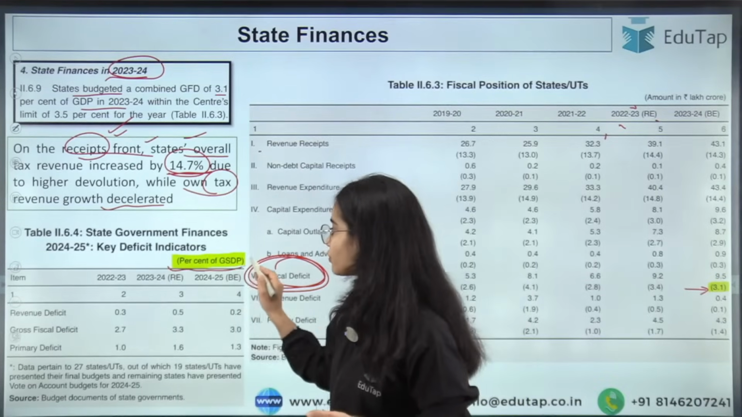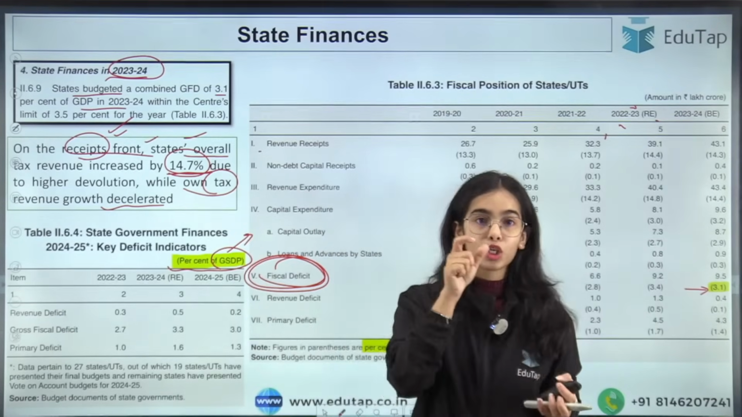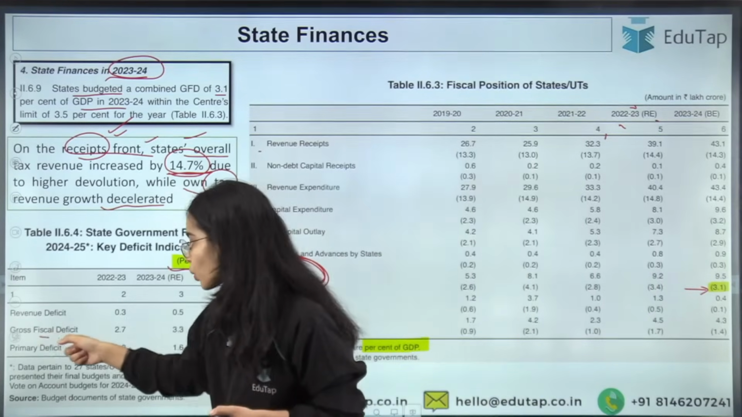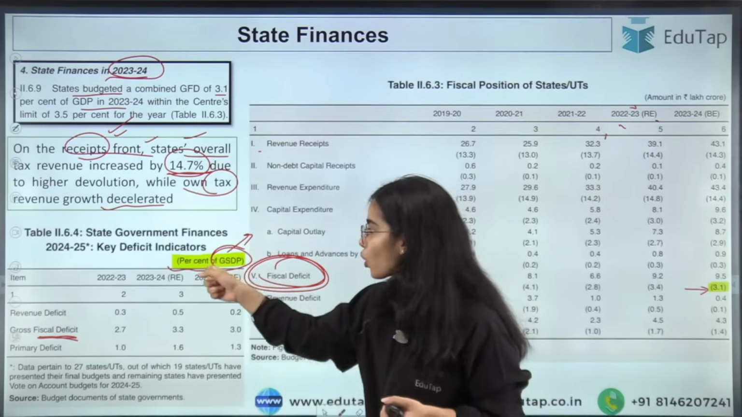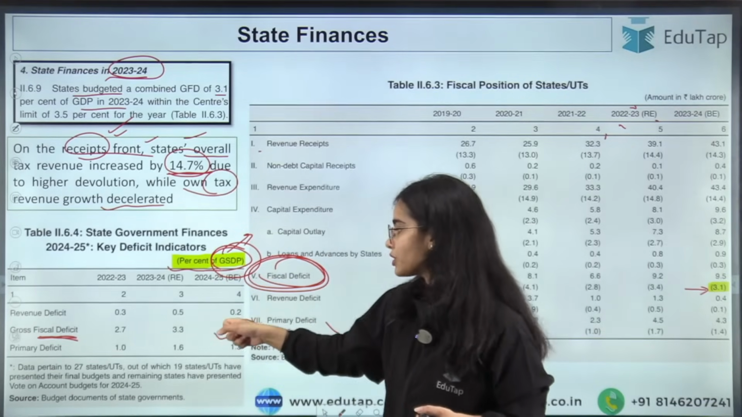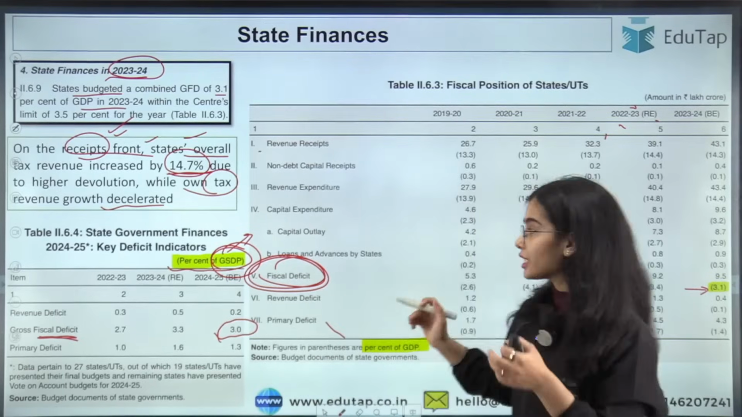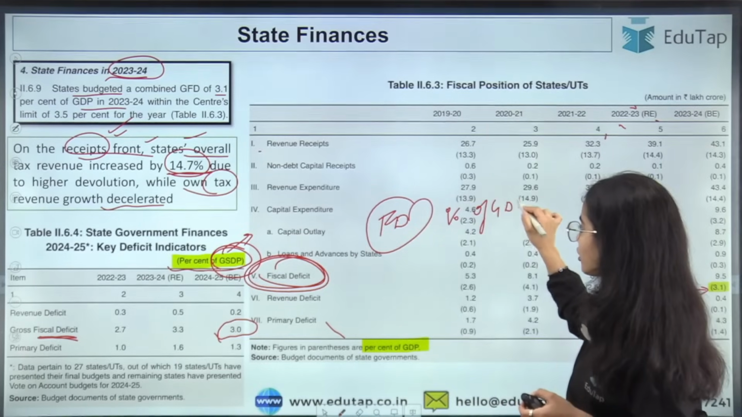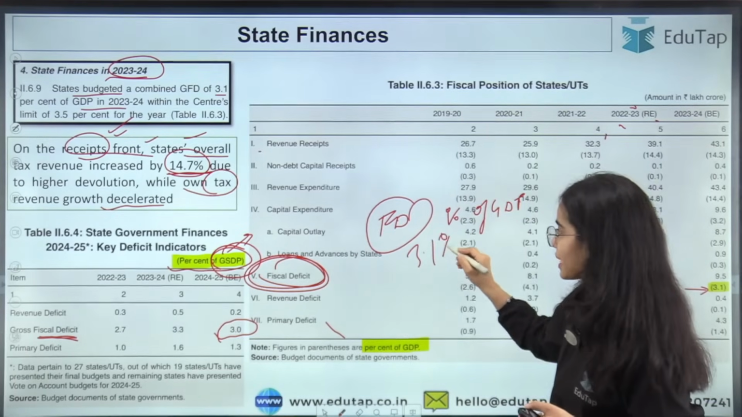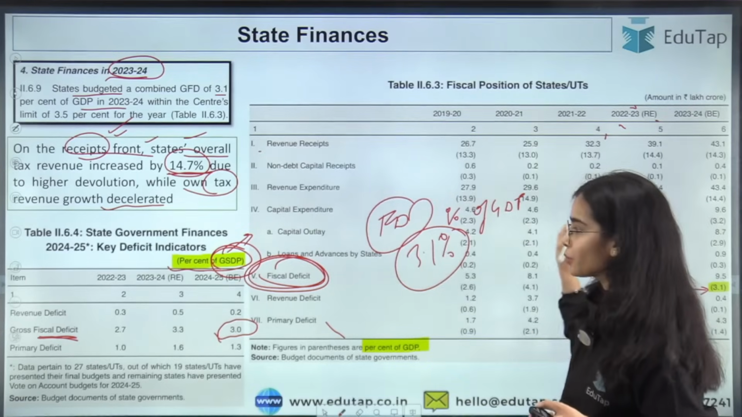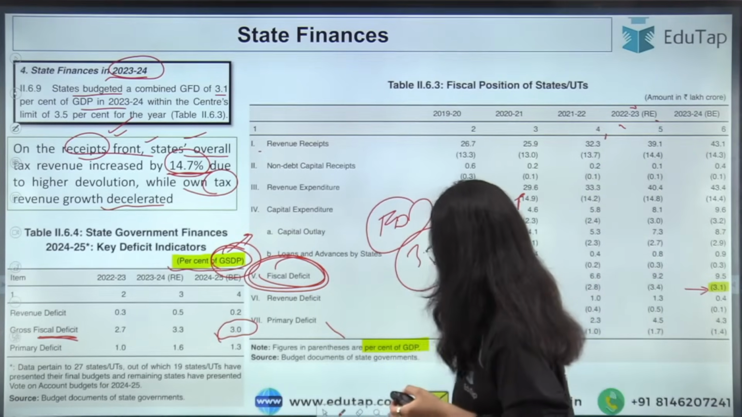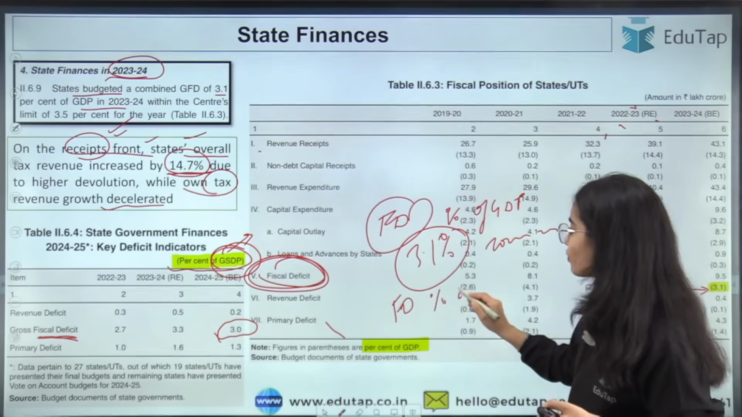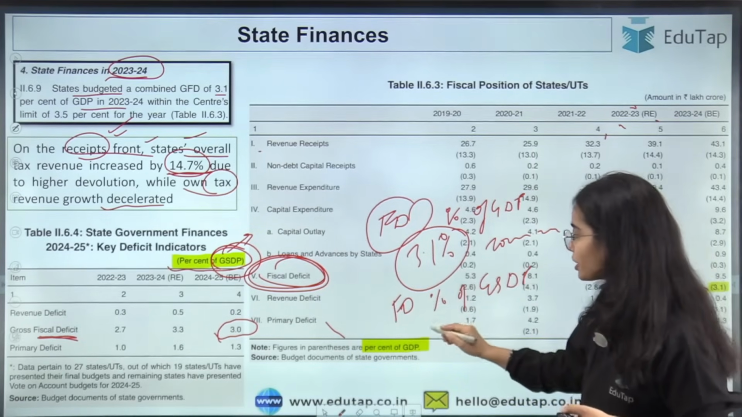If you see the percent of GSDP, meaning the gross state domestic product, so if you see the gross fiscal deficit as a percentage of the gross state domestic product, so this is going to be 3.0%. Okay, so the fiscal deficit as a percentage of GDP for the states is said to be 3.1% for 2023-24, but the fiscal deficit as a percentage of GSDP is going to be 3.3%.